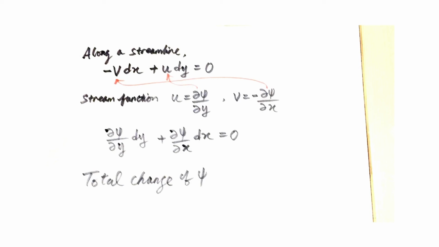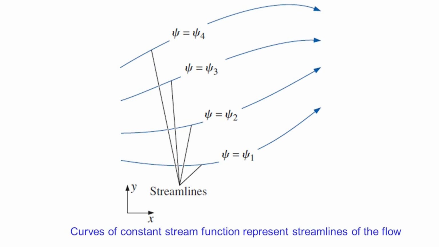So, if we have a family of streamlines for a flow field, each streamline will have a unique value of psi, and that value is constant along the streamline, although this value may change from one streamline to another streamline.